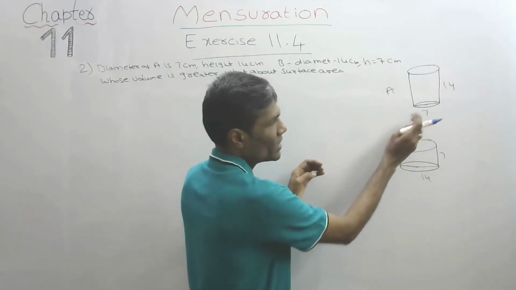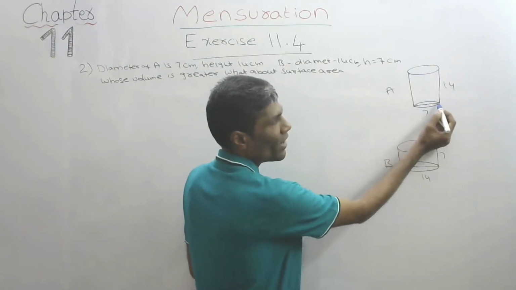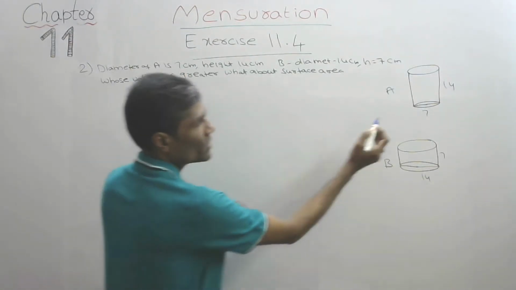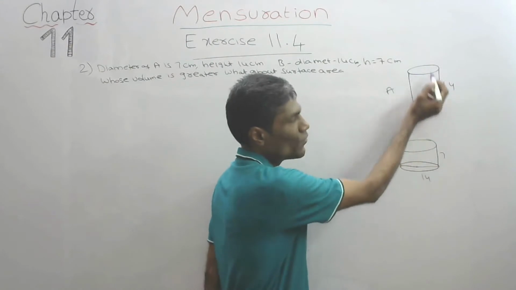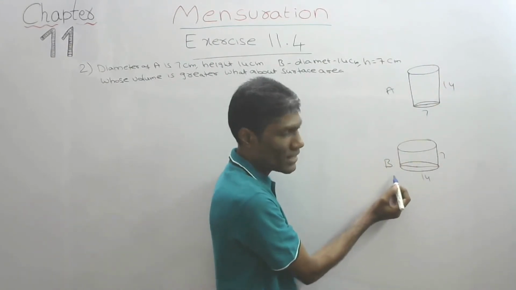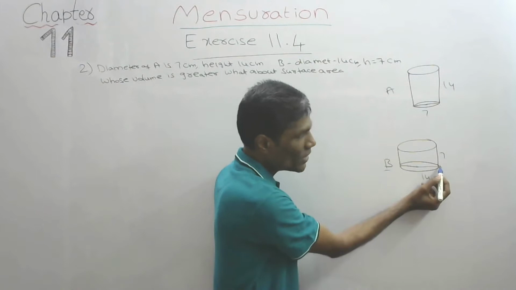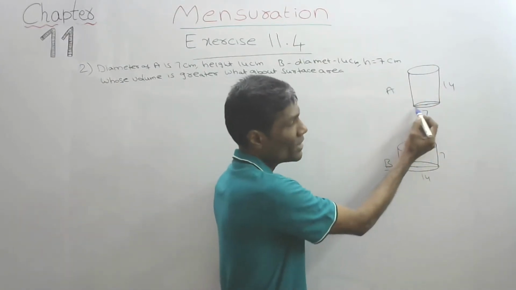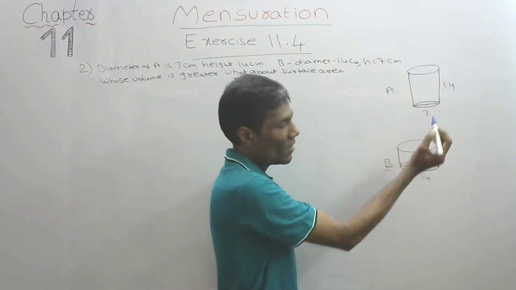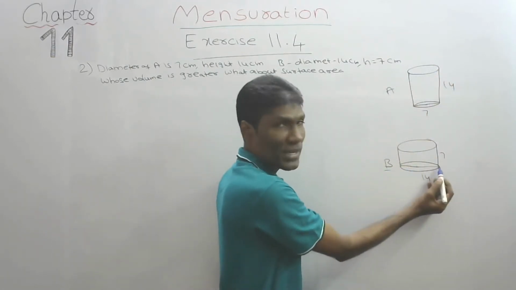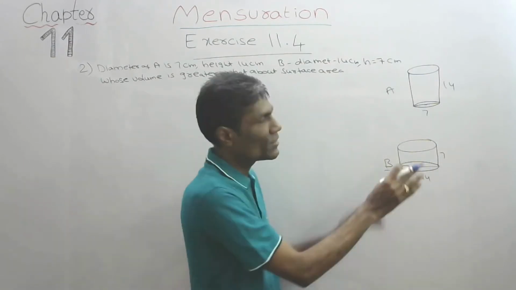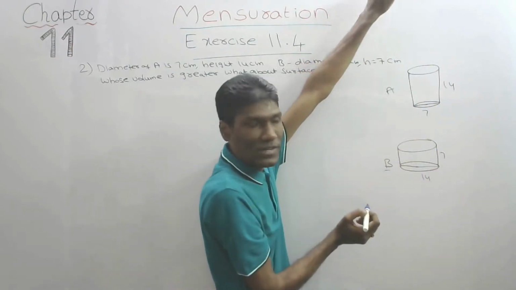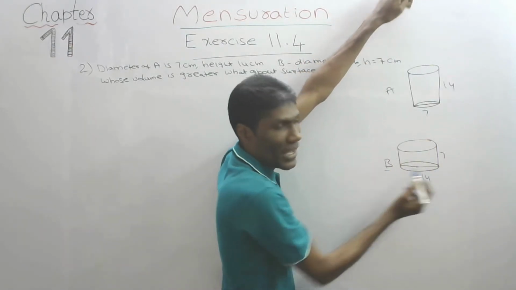The question is like this. See, here the diameter is 7 centimeters. In the question, figure A has diameter 7 centimeters and height 14. In figure B, this is 14 and this is 7. Just the values are interchanged. Here the diameter is 7, height is 14, whereas here the diameter is 14 and the height is 7.